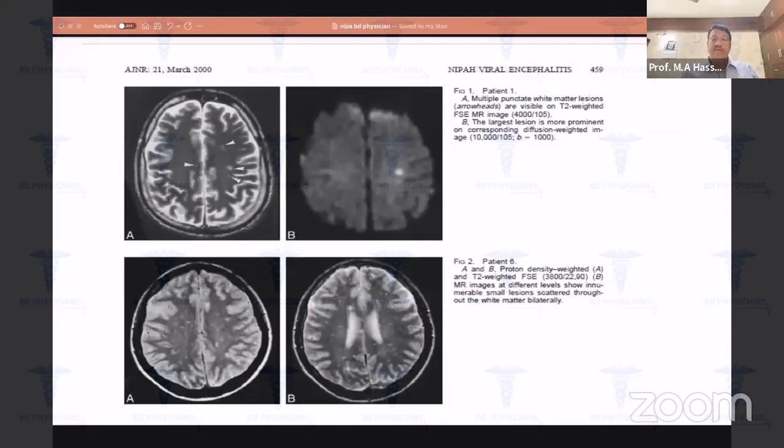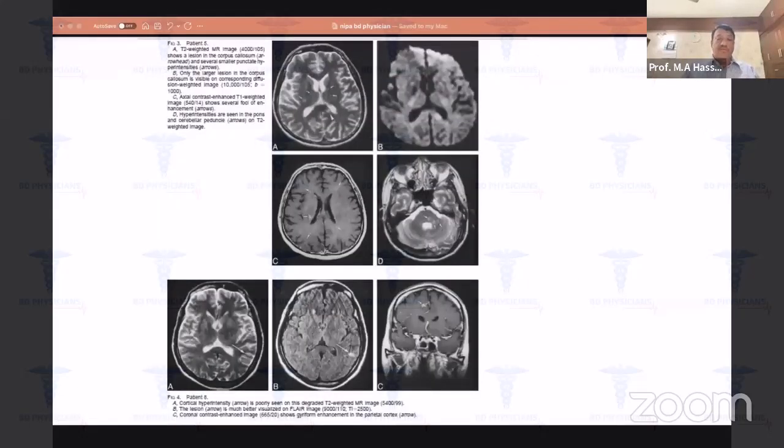These are from patient 1, where we see multiple punctate white matter lesions in the T2 image and FLAIR image of figures A and B, and more prominent in B. Also, there is another patient with multiple punctate lesions in the white matter. So these are the 2 characteristic MRI findings in case of Nipah encephalitis. These are the MRIs of other patients.